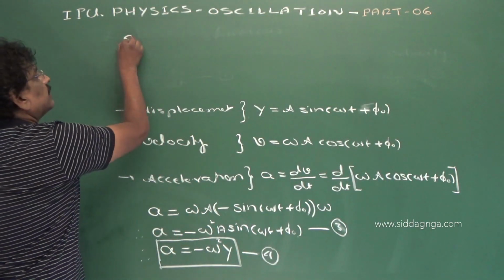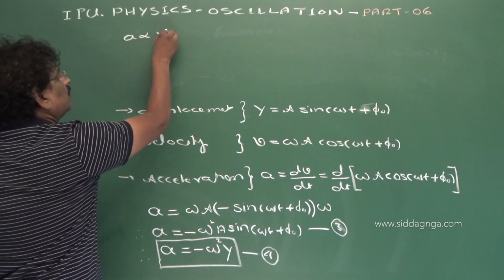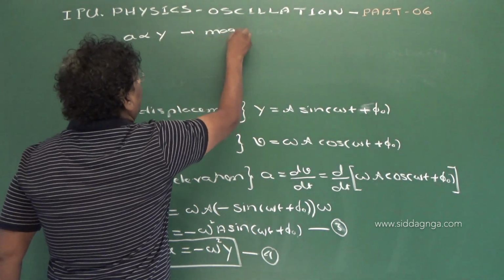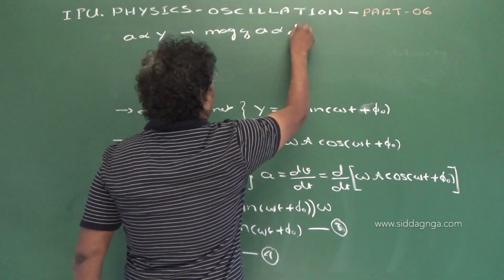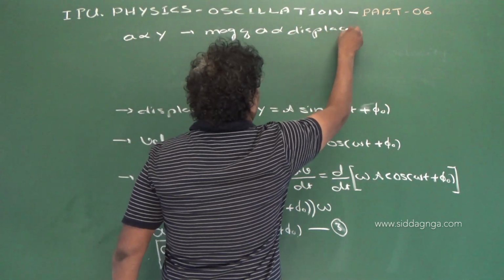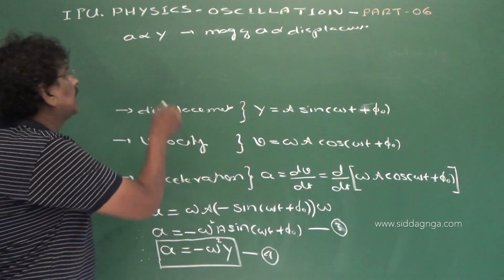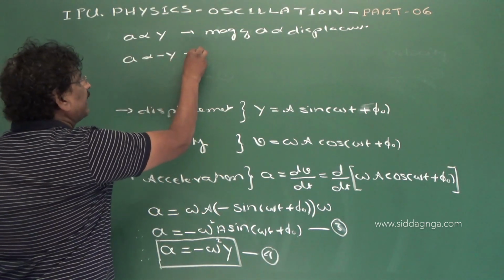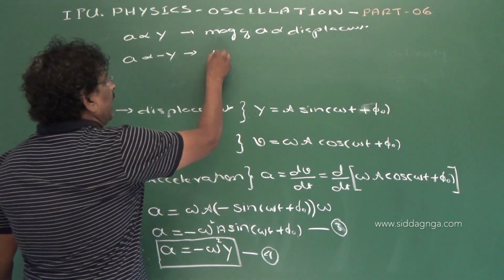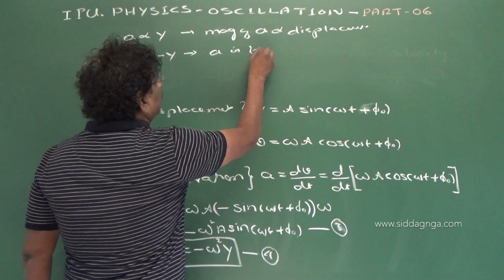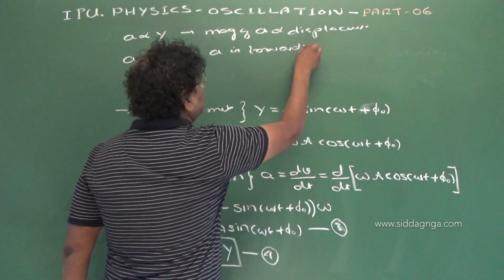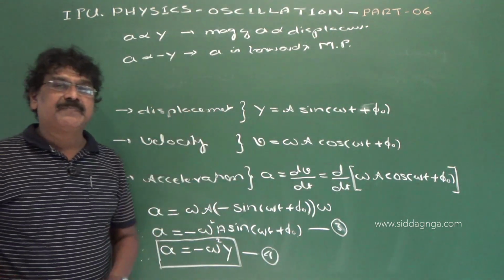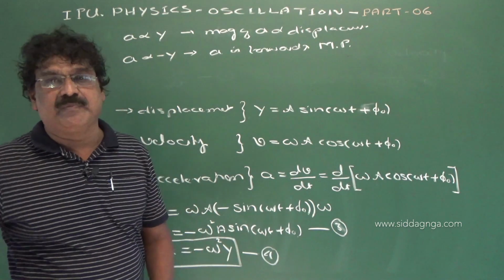is directly proportional to displacement. That is, the magnitude of A is proportional to displacement. Now A is proportional to minus y. That indicates acceleration is towards the mean position, right? So that means it is a simple harmonic motion.